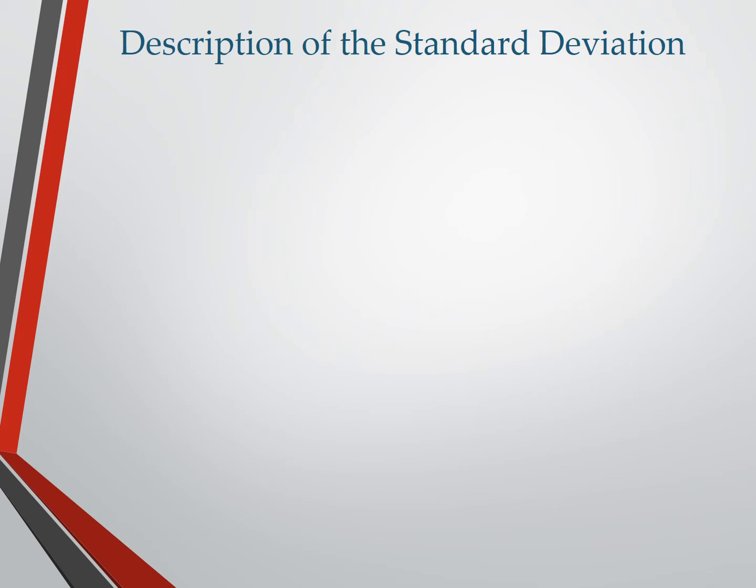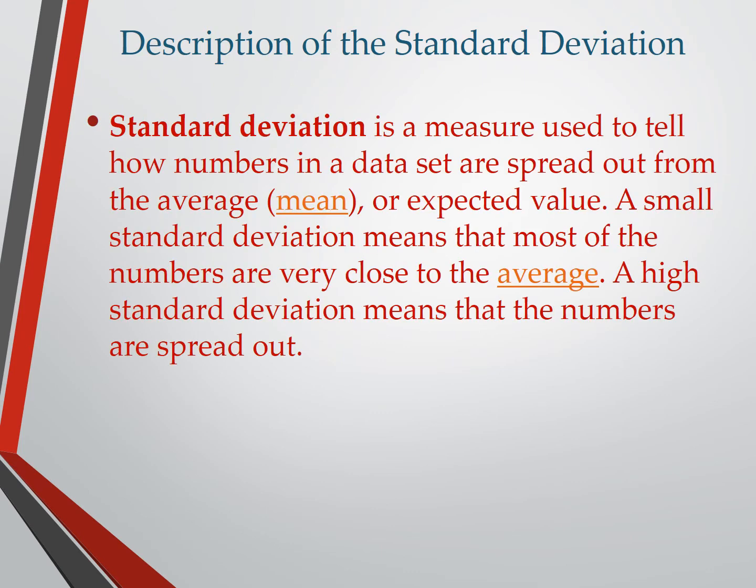Today we're going to talk about one of the most important measures in statistics. We're going to talk about the standard deviation. The standard deviation is a measure used to tell how numbers in a data set are spread out from the average, which is the mean or the expected value. A small standard deviation means that most of the numbers are very close to the average. A large standard deviation means the numbers are spread out.